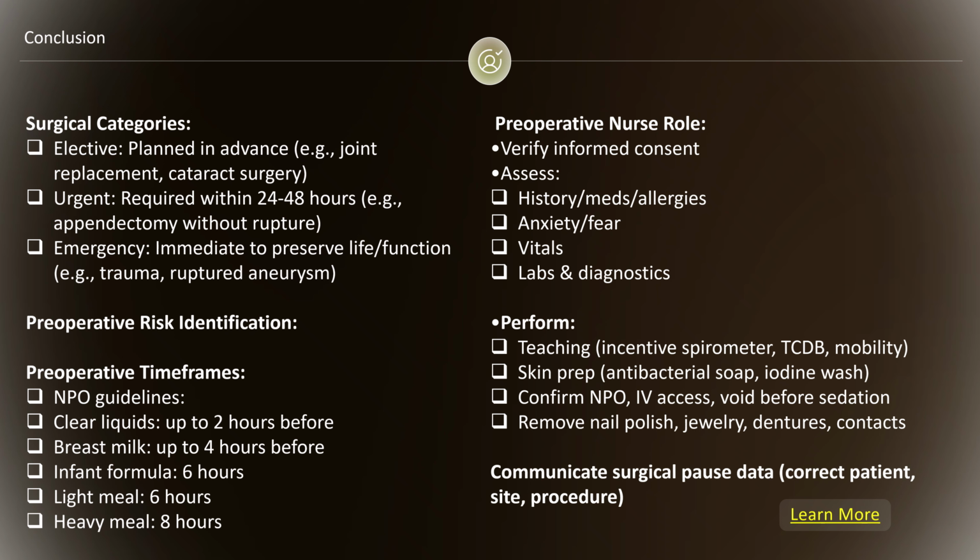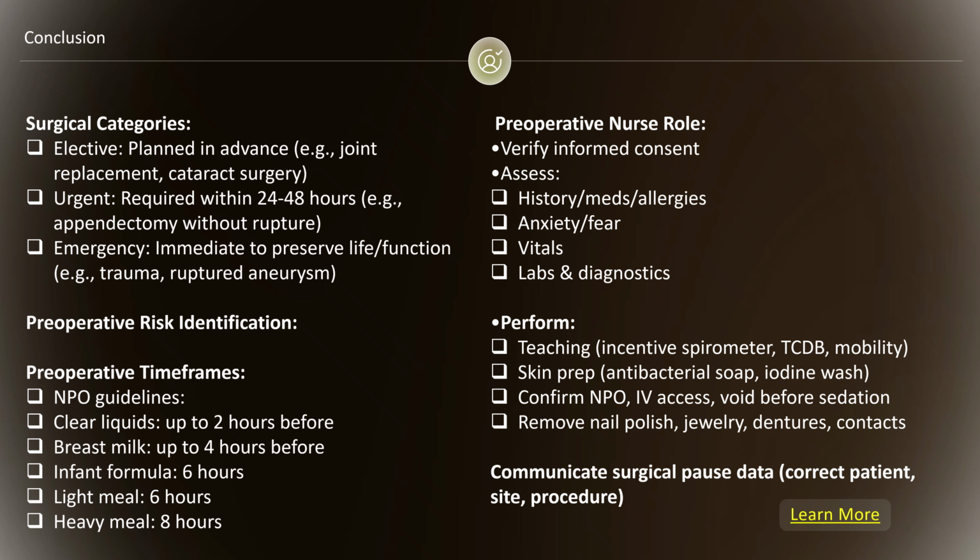Let's review a small preoperative phase summary. The preoperative nurse ensures safety, education, and preparation before surgery. Core responsibilities are consent validation, checklist completion, assessment, patient advocacy, anxiety management, infection prevention, and transfer readiness. Nursing management integrates assessment, action, and teaching to optimize surgical outcomes.